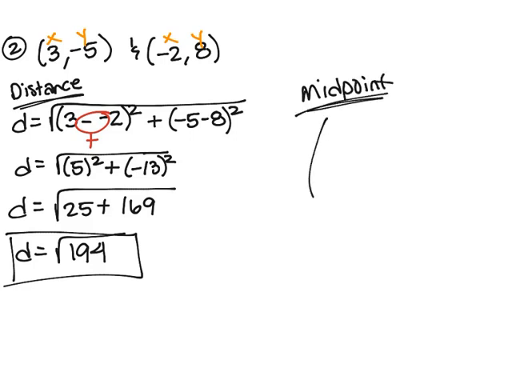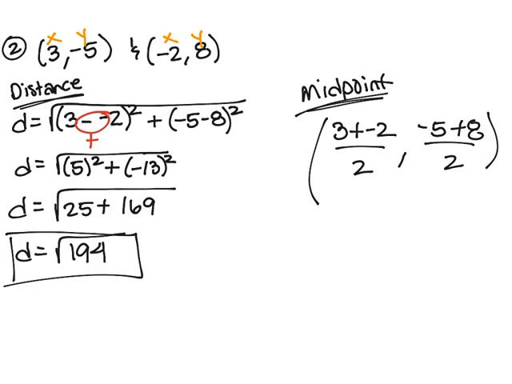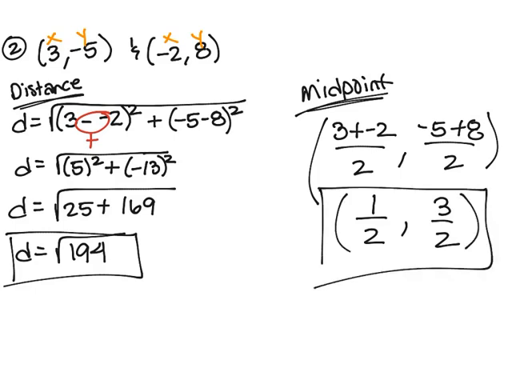Midpoint, we're going to say 3 plus -2 over 2, and negative 5 plus 8 over 2. So 3 minus 2 gives us 1 over 2. And then negative 5 plus 8 would give us 3 over 2. And they don't reduce, so keep them as fractions. I don't want any decimals. So that would be your distance and midpoint.